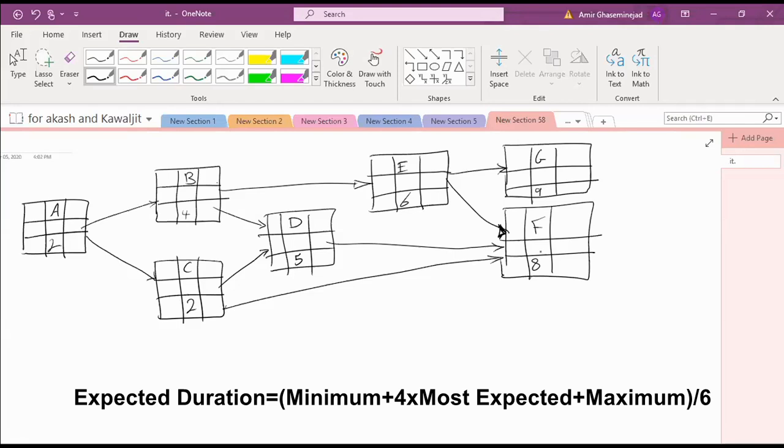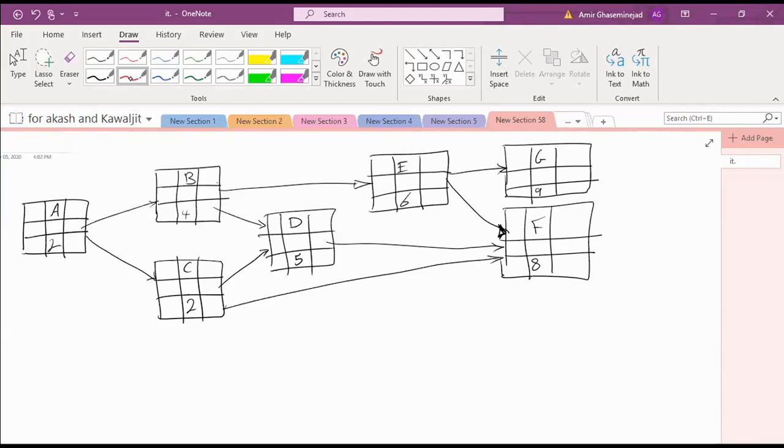Okay, very good. So now that we have the expected durations based on beta distribution, we can go in the forward direction. A can start at 0. Earliest finish is 2. Stop me whenever you don't understand what's going on. 6, 4. Is everybody following me? 6, 12.